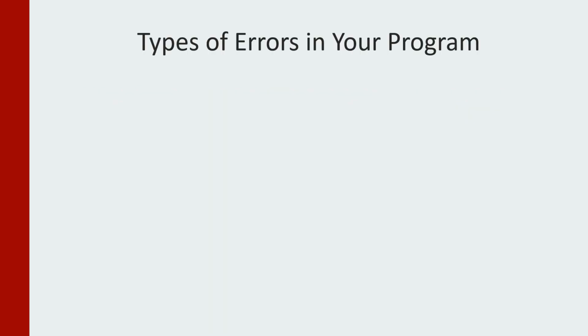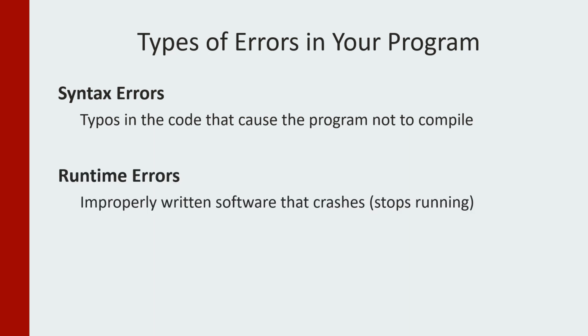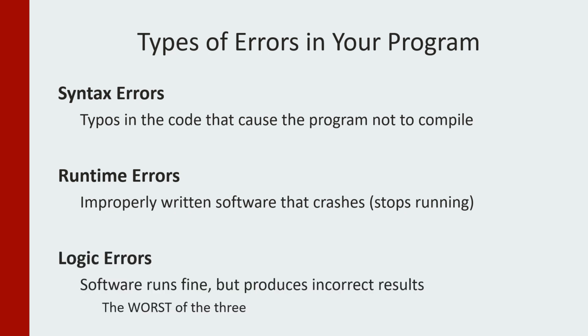So let's talk about those 3 kinds of errors from Learning Objective 9. A syntax error is a typo in the code that causes the program to not compile. A runtime error is when you have some sort of improperly written code that crashes or stops running. So it might compile, but then when you run it, it won't work. And lastly, you have logic errors. The software runs fine, but somehow it produces incorrect results. And it is the worst of the 3 because it's not immediately obvious what the problem is. You might not even notice it. If you get an answer like 198 and you expected 197, it's super subtle.